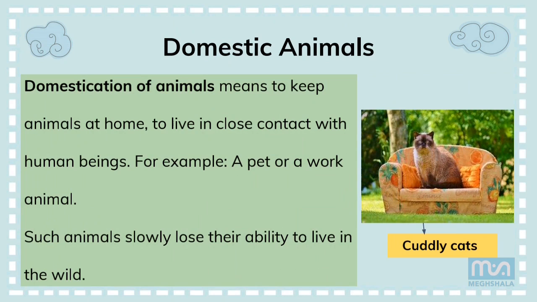Domestication of animals means to keep animals at home, to live in close contact with human beings. For example, a pet or a work animal. So domesticated animals develop a kind of dependence on humans. Such animals slowly lost their ability to live in the wild. So they become more dependent on humans, and eventually lost their ability to live independently in the wild.